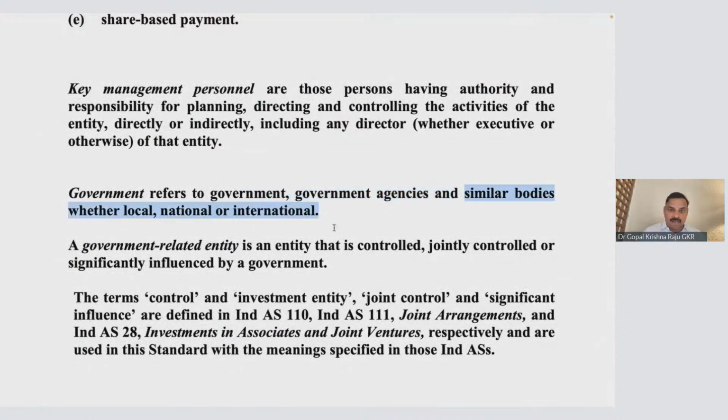And similar body, whether local, national or international. Local means state. National means Union, and in Tamil Nadu, they use a word called Ondriyam. So I have my own reservations for it. So local, national or international. So state, central or international. So everything is government here.